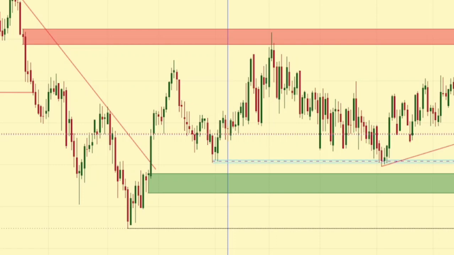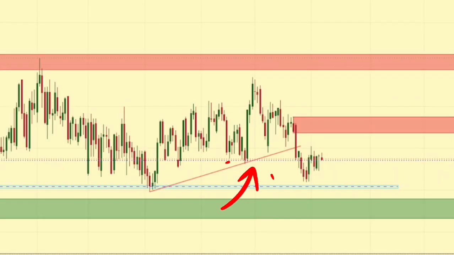The third P in my institutional filter is purpose. Both zones achieved something important. The demand broke a descending trend line and market structure. The supply broke an ascending trend line and the previous higher low. That gives both zones institutional credibility.